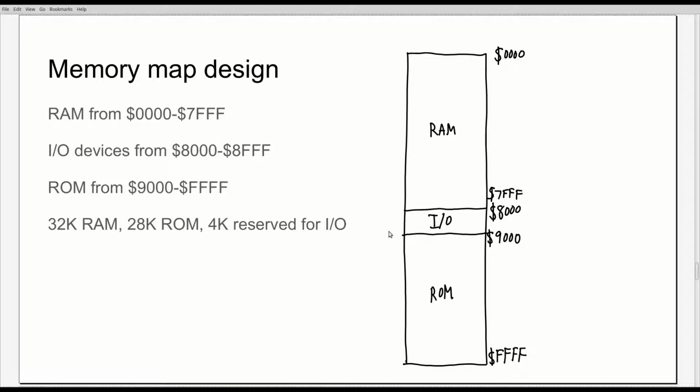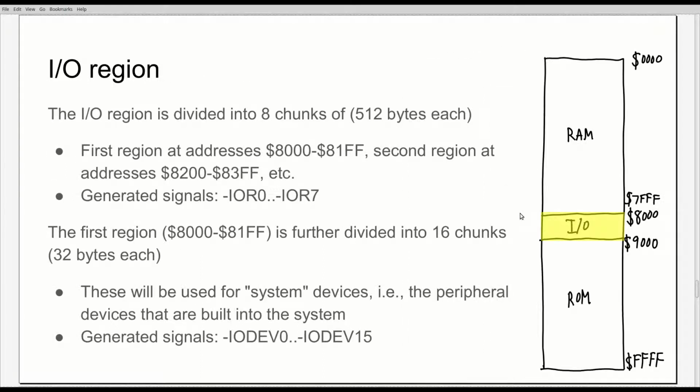And then following the I/O region, we have 28K that is devoted to ROM. So that gives us a total in the system of 32K RAM, 28K ROM, and then 4K reserved for I/O. So the purpose of the I/O region is to map in I/O devices. And one thing that we know about I/O devices is that in general, they don't require very many memory locations for their registers. So in general, we kind of want to carve up this I/O region into a lot of little tiny pieces that we can use for individual devices.